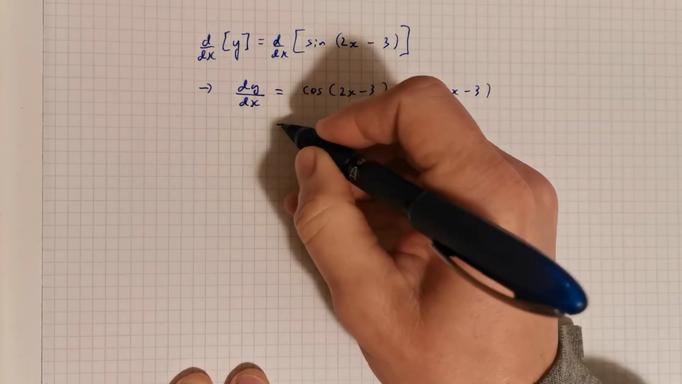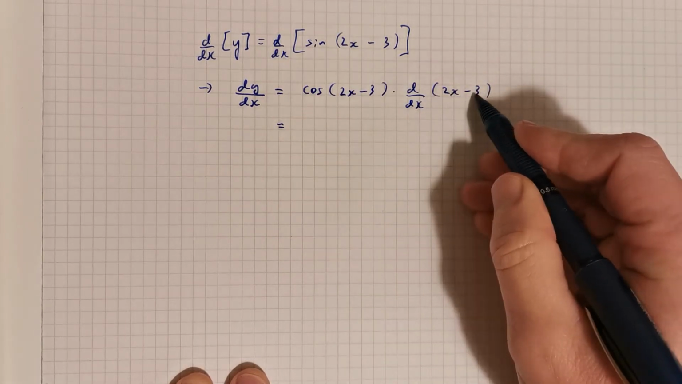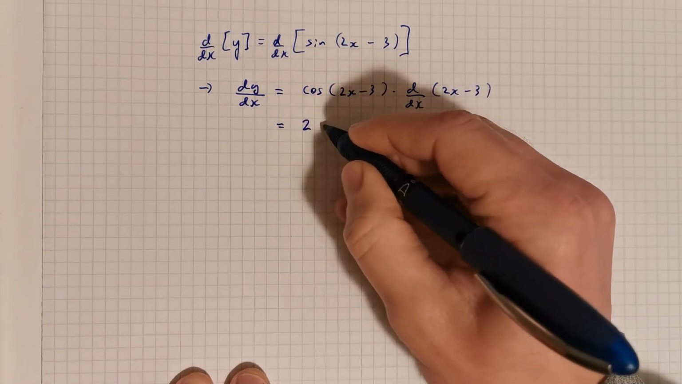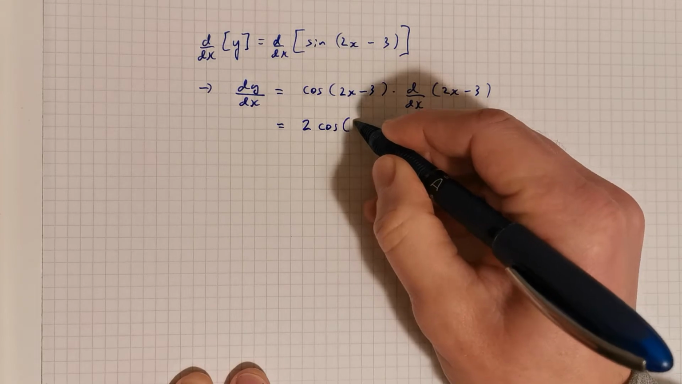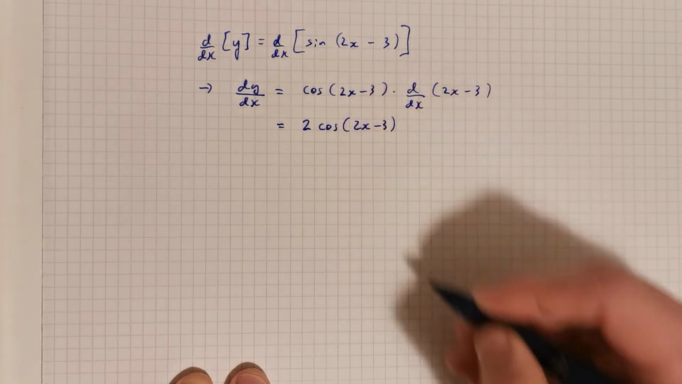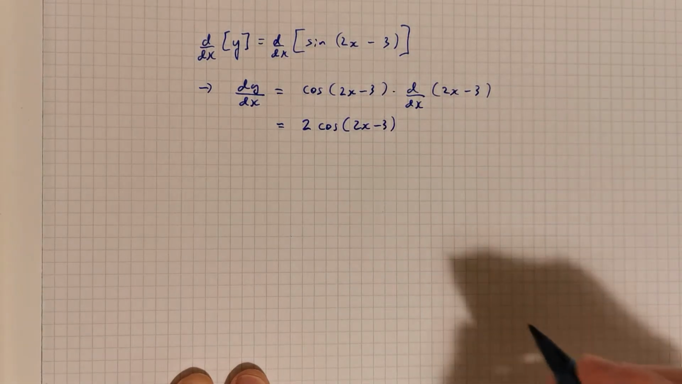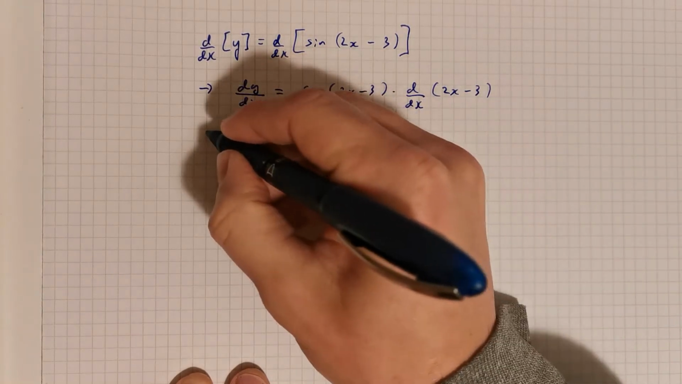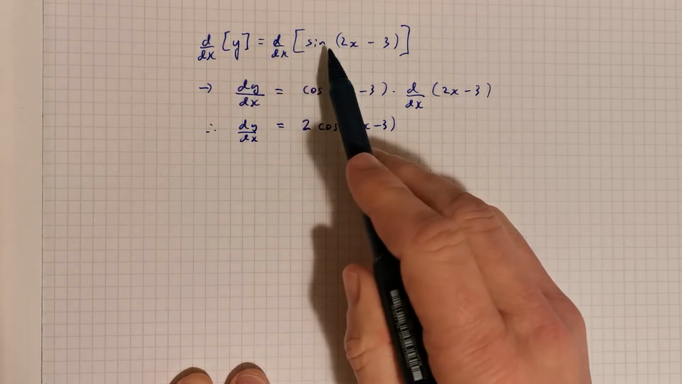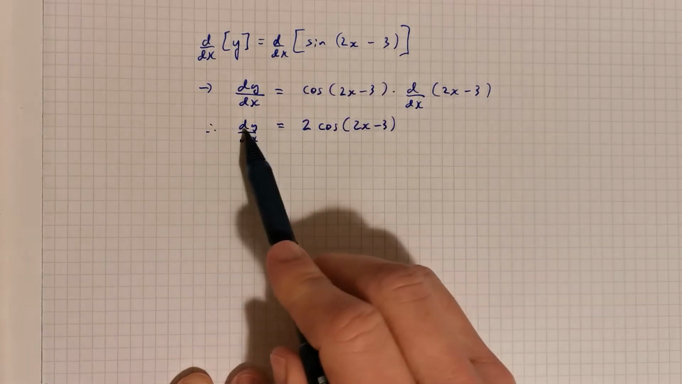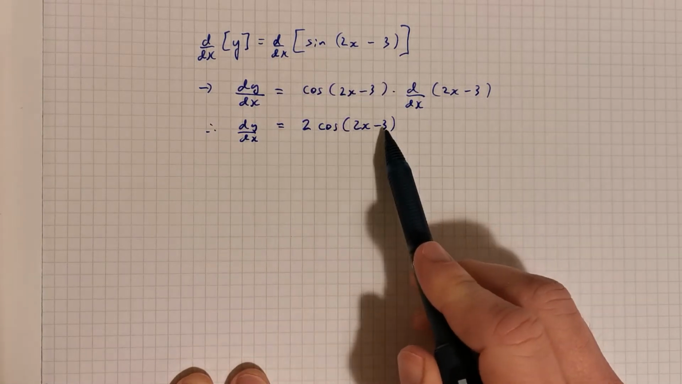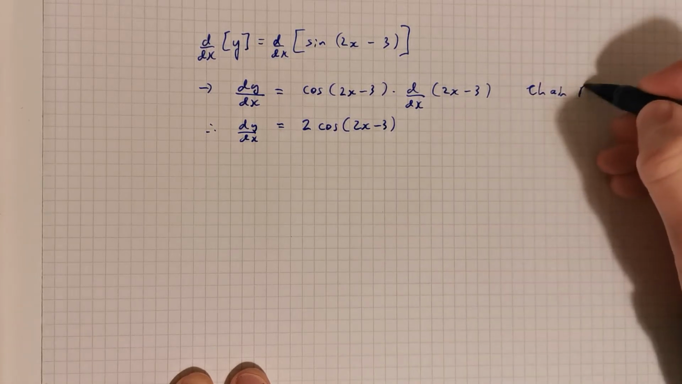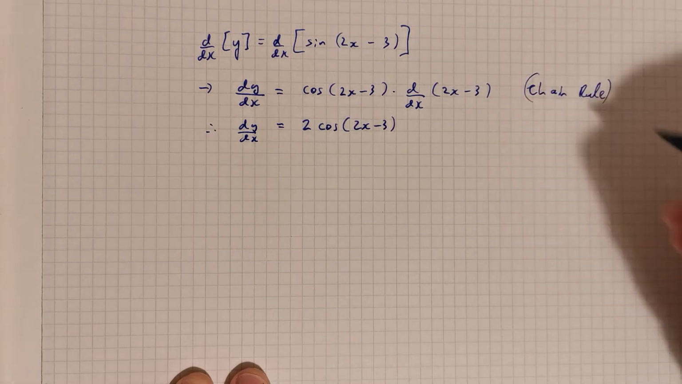So one more step here to find the derivative. The derivative of 2x minus 3, I'm hoping you can see that's just 2. So we'll get 2 multiplied by cosine of 2x minus 3. That's the derivative of sine of 2x minus 3. So dy dx is equal to that. If y is equal to sine of 2x minus 3, then dy dx is 2 cosine 2x minus 3. We had to use the chain rule here. So important that you're up to speed on all your different rules.